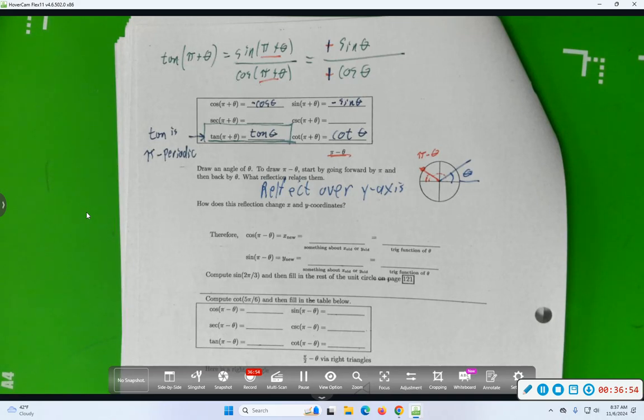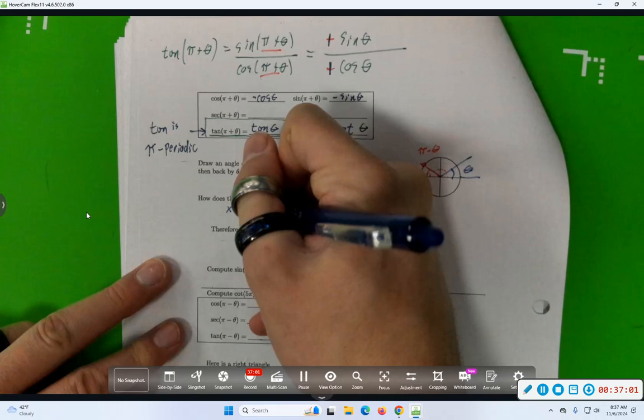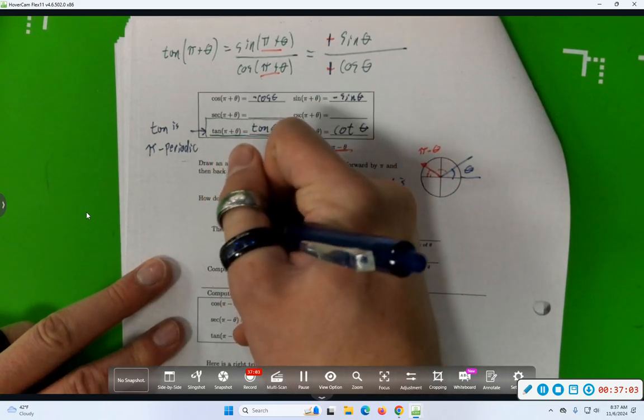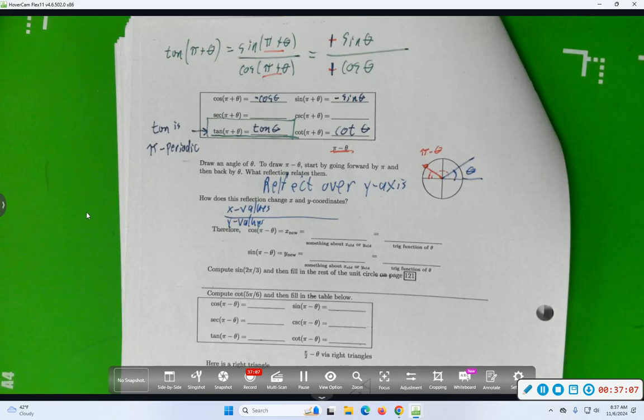All right, it's reflection over the y-axis. What happens to x values when you reflect over the y-axis? X values stay the same, or x values become negative?